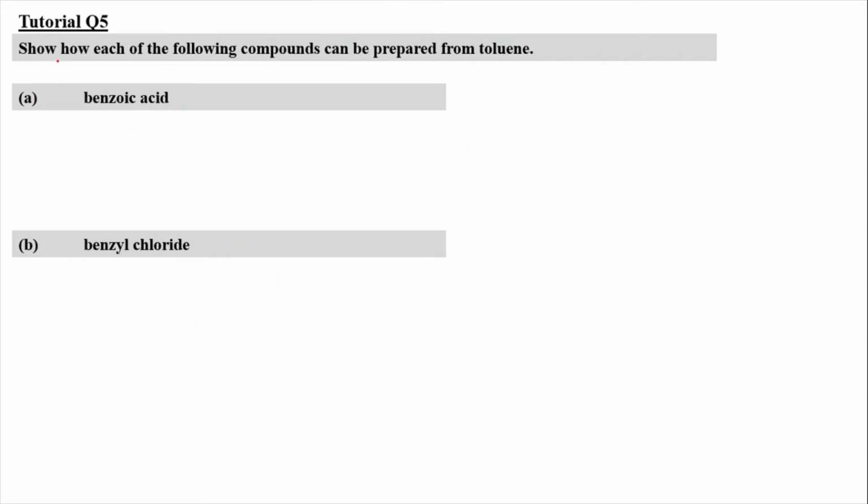Now we're going to do tutorial question 5. For tutorial question 5, we need to show how each of the following compounds can be prepared from toluene. So toluene will have the structure of a benzene ring with CH3. Okay, so you need to be able to draw toluene. And from toluene, for question A, you need to change it into benzoic acid. So benzene ring, and you need to produce benzoic acid. Okay, so how can you do that?